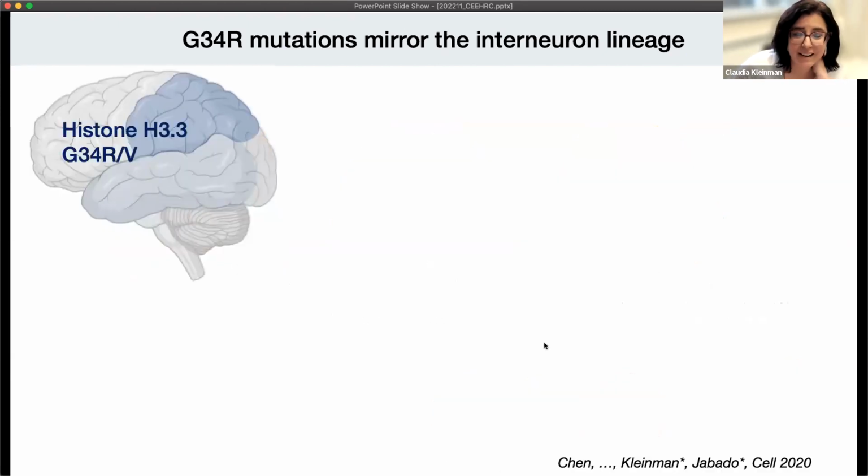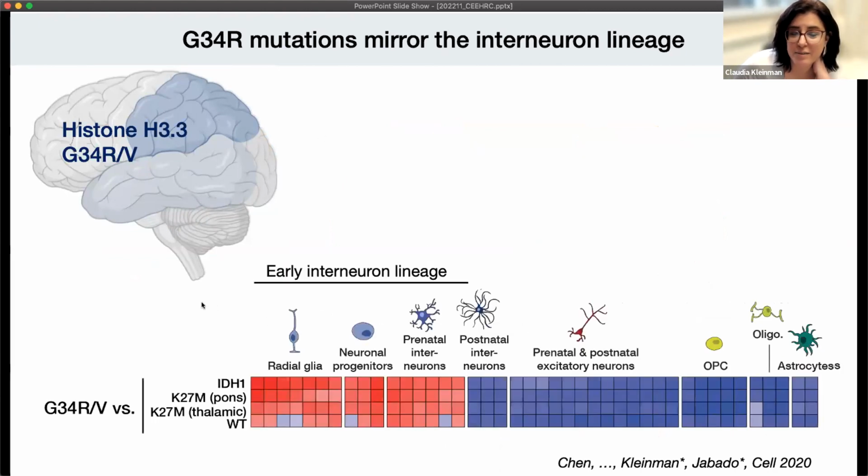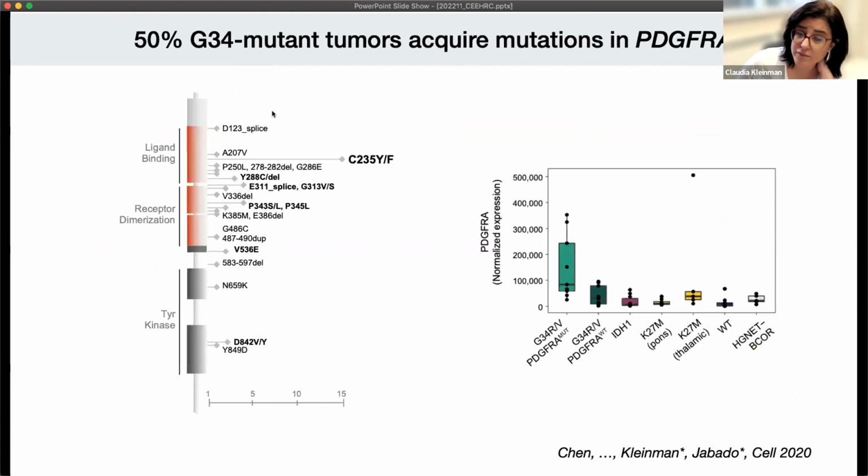So what we found in this particular tumor is that, mapping to the developmental reference, they really mirror an early interneuron lineage. They are depleted of signatures from mature neurons, OPCs, and glial lineage. The second finding, this was by Carol Chen, is that this predominant partner mutation is mainly in the extracellular domain of PDGFRA. And when this tumor is not mutated, PDGFRA is still overexpressed.